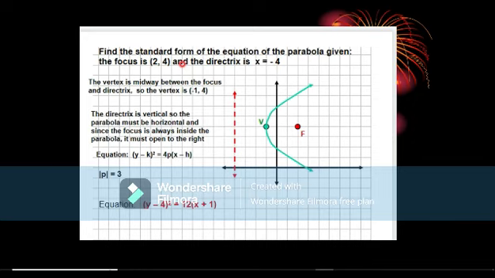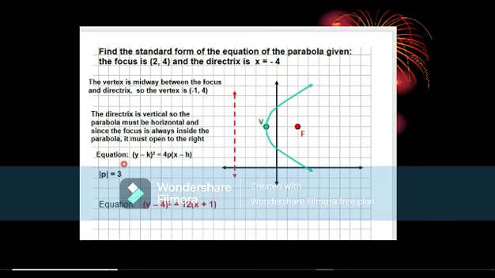So find the standard form of the equation of the parabola given the focus is 2, 4 and the directrix is x is equal to negative 4. The vertex is midway between the focus and the directrix, so the vertex is negative 1, 4. If you're having a hard time finding the vertex, you can use the midpoint formula. Now, the directrix is vertical, so the parabola must be horizontal. And since the focus is always inside the parabola, it must open to the right.